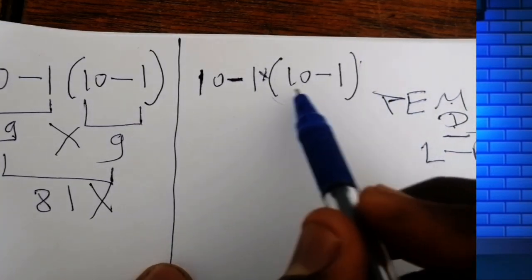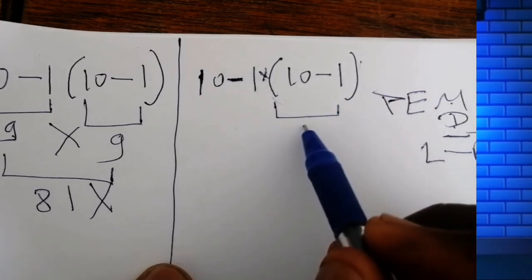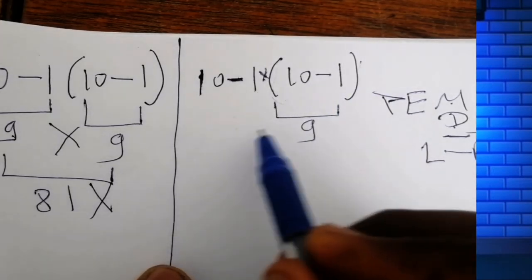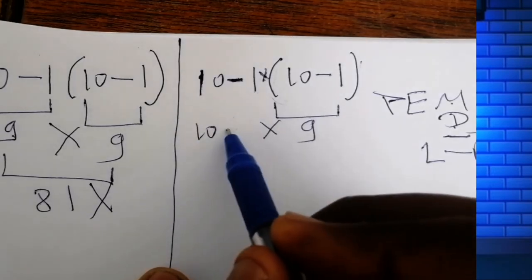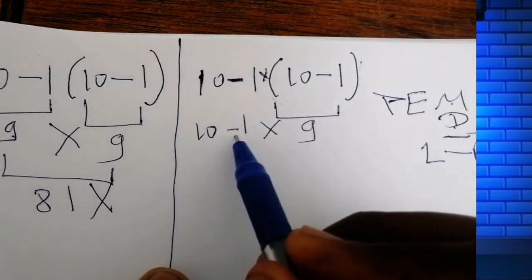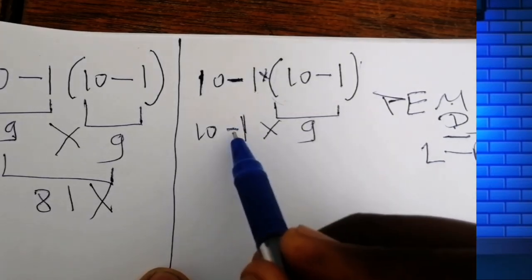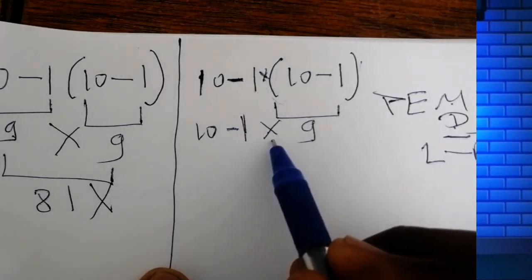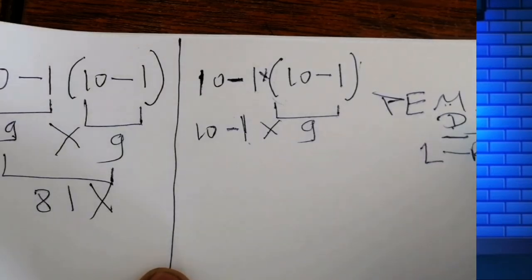So let's do the parenthesis first: 10 minus 1, which is 9. Then here is times, here is 10 minus 1. Okay, 10 minus 1 times 9. Here is one subtraction and one multiplication. So we need to multiply numbers before subtraction.